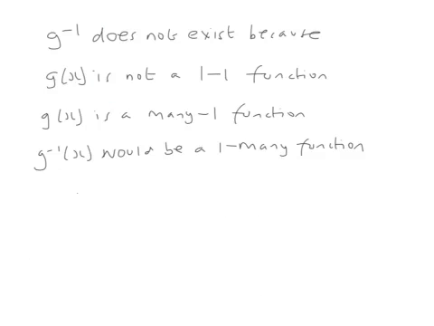Now in part C they're asking why g minus 1 is not a function, and any one of these three answers would be acceptable. You could say the original function g of x is not a one-to-one function, or you could say it is a many-to-one function, or you could say the inverse would be a one-to-many function. Remember, a function given one particular input can only have one output, so you can't go from one number and have two or possibly more than two answers. So any of these answers is acceptable for the 1 mark in part C.